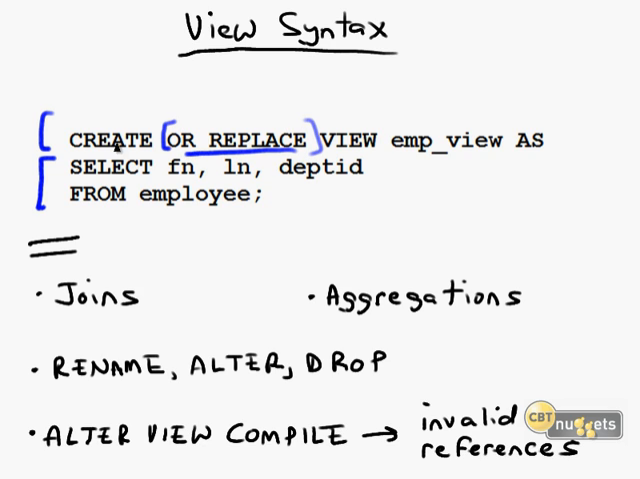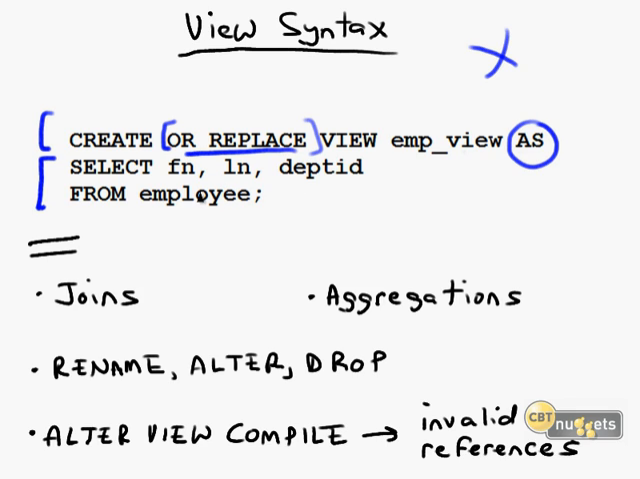Otherwise, if we just did CREATE VIEW and the same view name existed in the data dictionary, you would be denied by Oracle. After we name the view, we use the AS keyword and then our select statement. It's as simple as that. So in this extraordinarily simple view called emp_view, we're selecting 3 columns, first name, last name, and department ID from a single table.